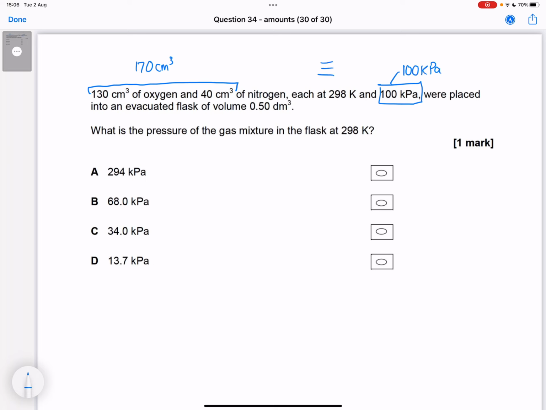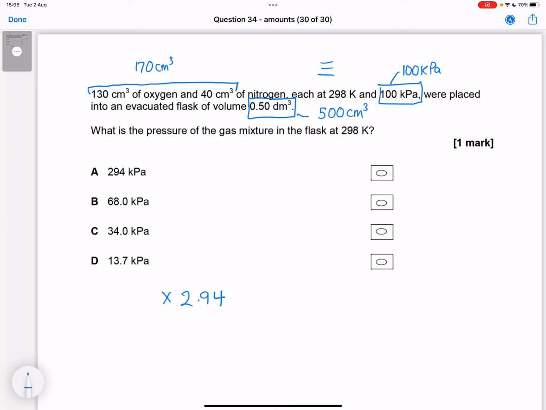Okay, and then the gas was put into the flask, and the volume of the flask is actually 500 centimetres cubed. It's got bigger. So how much has the volume of the flask increased by? So 500 divided by 170. So the flask has increased by 2.94.